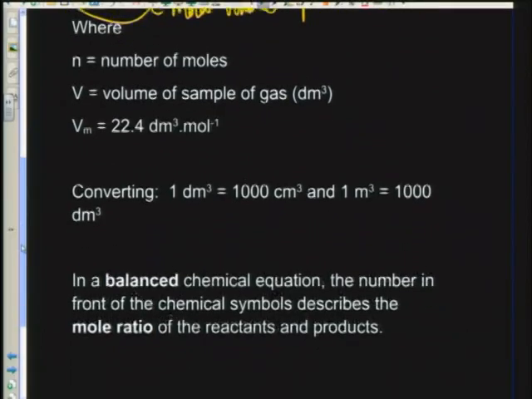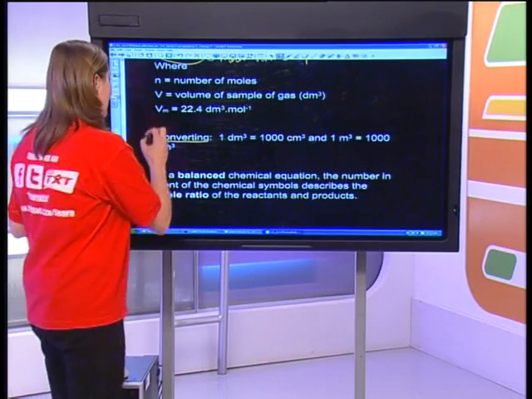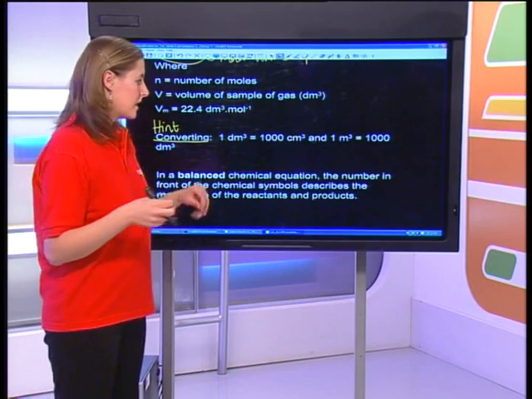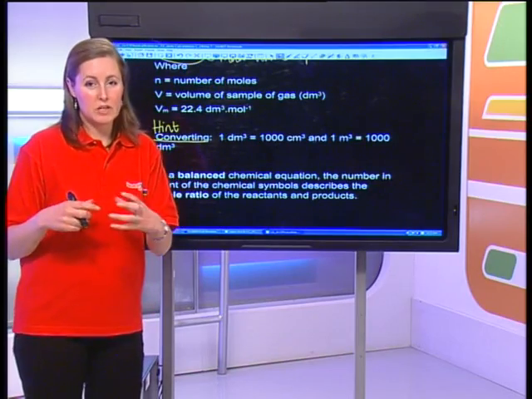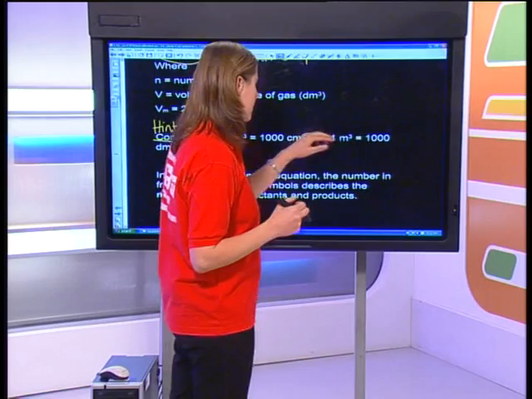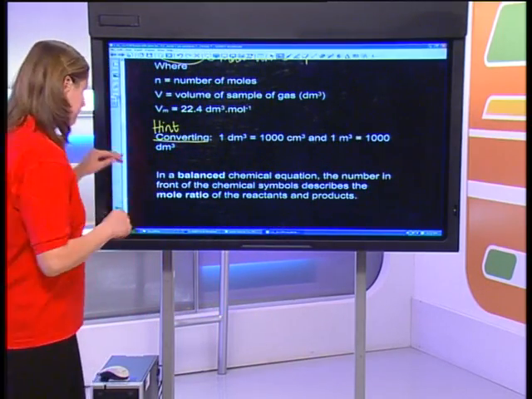Just a few hints here. Converting. I know students often struggle with converting, so I just thought I'd keep this in here. Hint, hint, make sure that you can convert in cubic values. 1 cubic decimeter is 1,000 cubic centimeters, and that's probably the one we'll deal with the most because it's quite a common unit. 1 cubic meter is the same as 1,000 cubic decimeters.